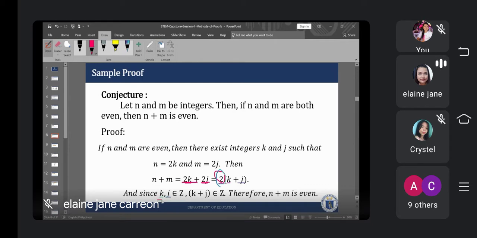Ibig sabihin daw, since si k at j ay element ni integers, therefore, ang sum nila, k plus j, element din ni integers. Therefore, n plus m is even kasi ang ating sum merong 2. Okay? Lahat na i-multiply mo sa 2 ay even number. Okay? I hope you get that. So that is a direct proof, proving using direct proof. Okay? This is our conjecture, and we prove that the sum of n and m is even. Okay? That is an example of a direct proof.